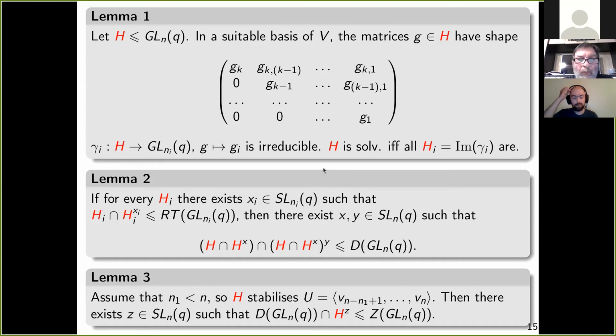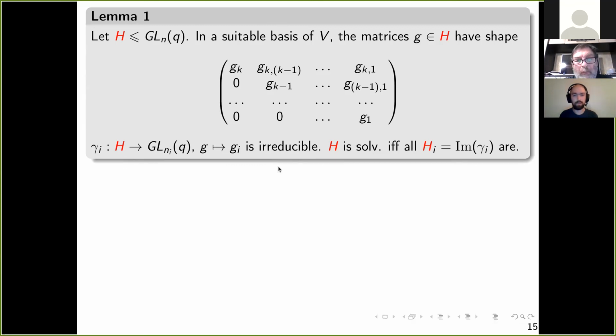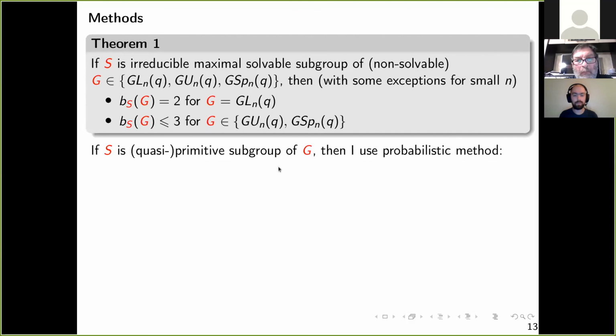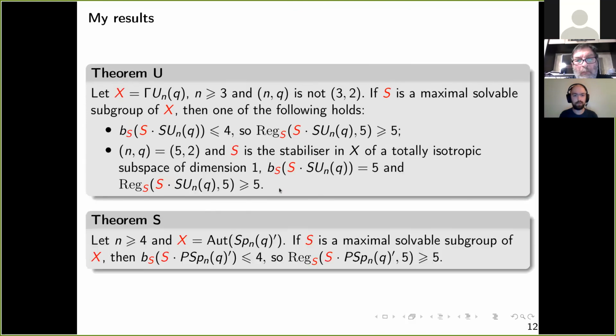And of course, for unitary and symplectic groups, there are many more details which use geometric arguments. Because I could use geometric arguments, the results are nicer there: in most cases I could obtain the base size of G to be not greater than 4.